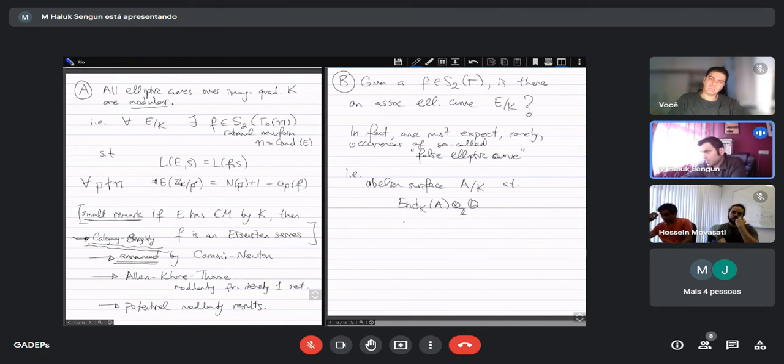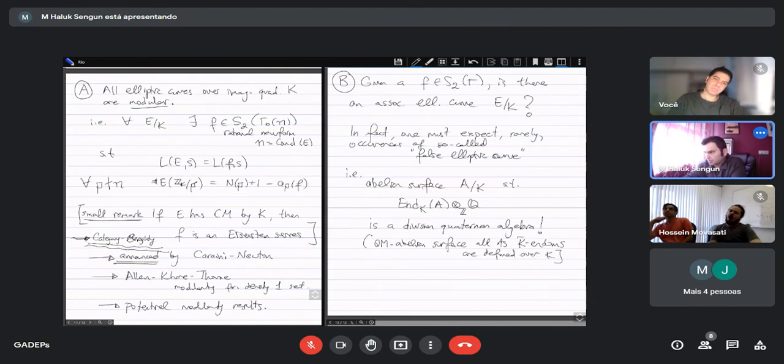You take the ring of K-endomorphisms, and tensor with Q so that you get this rational algebra. This endomorphism algebra is a division quaternion algebra. Or if you want to see it geometrically, this is what people call a QM type, quaternionic multiplication type abelian surface. But you want to also ensure that all its geometric K-bar endomorphisms are already defined over K. As far as I know, the name false elliptic curve for such an abelian surface was coined by Serre.